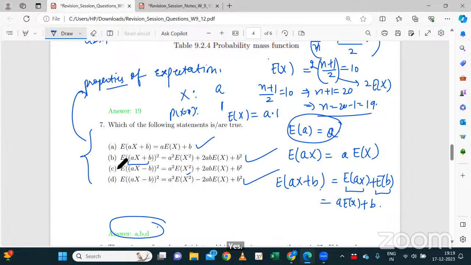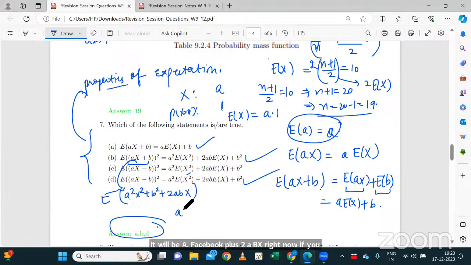Similarly, if you have to expand this formula itself, it will be a square X square plus b square plus 2abX, right? Now, if you apply expectation here, a square is nothing but constant, so I can take it outside: a square expectation of X square. Expectation of b square again is a constant, so it will be b square, plus 2ab expectation of X.